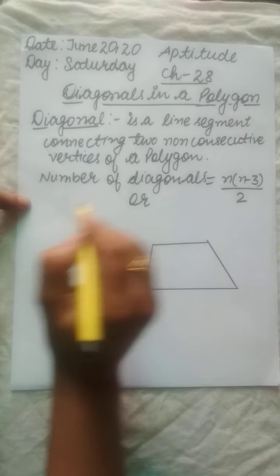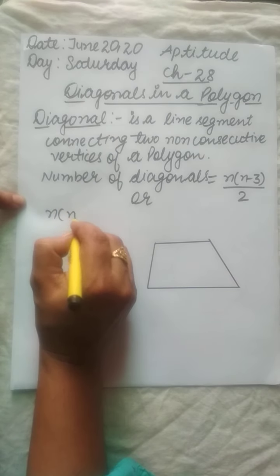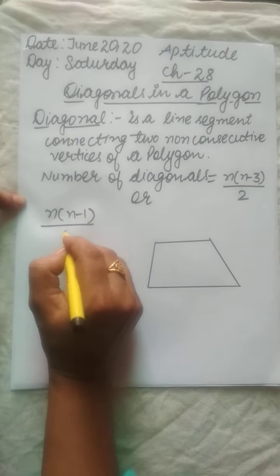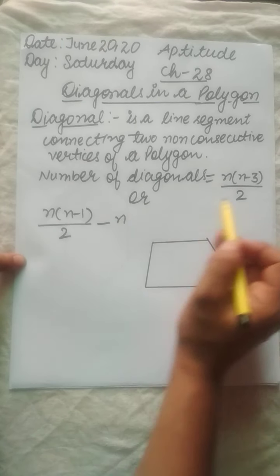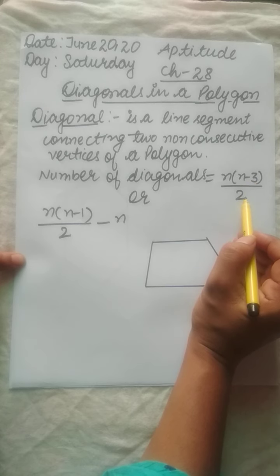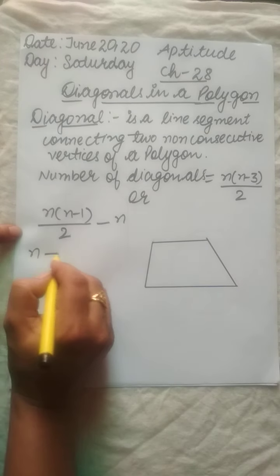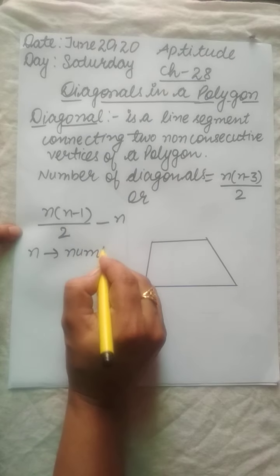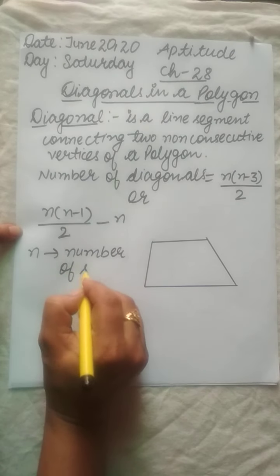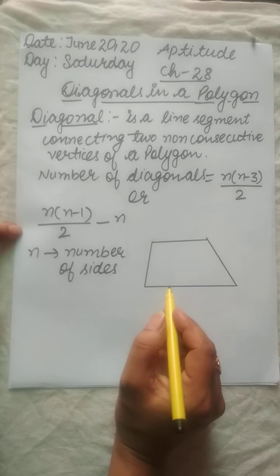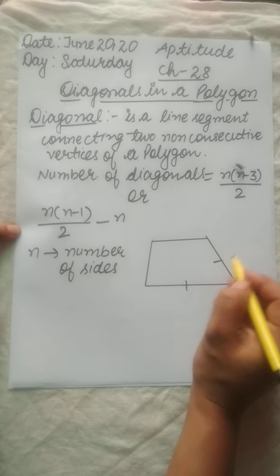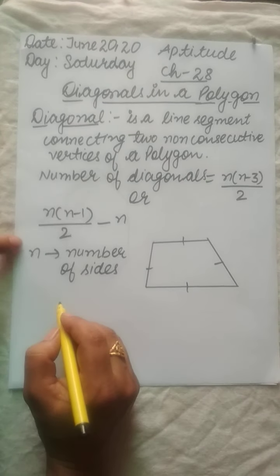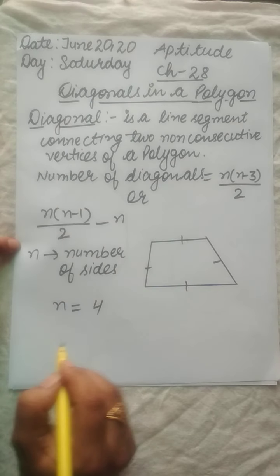Or in your aptitude it is written as n into n minus 1 divided by 2 minus n. When you simplify this expression, it will be equal to n into n minus 3 by 2, where n stands for number of sides. As I have drawn here a quadrilateral, in a quadrilateral there are 4 sides. That is, n is equal to 4.